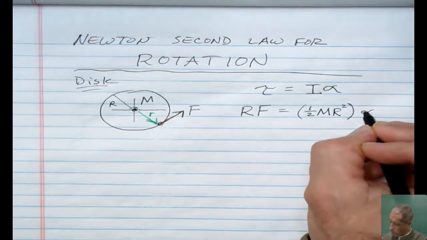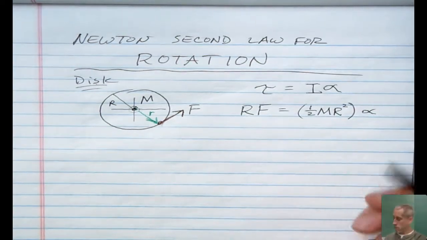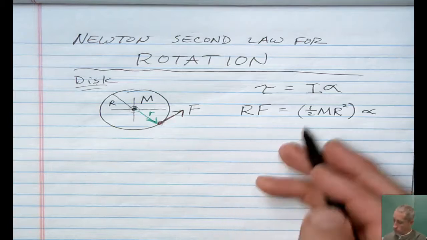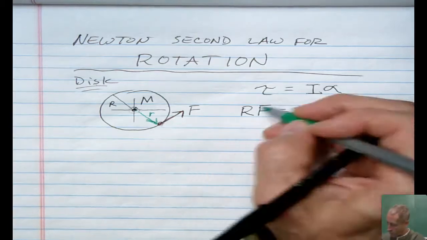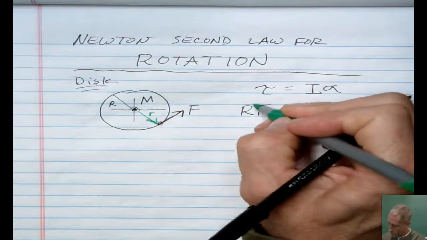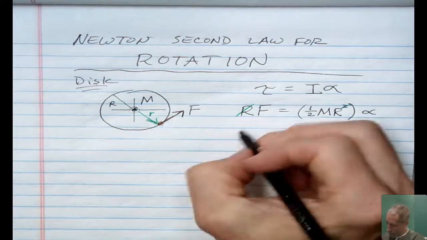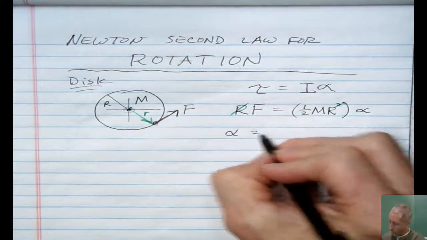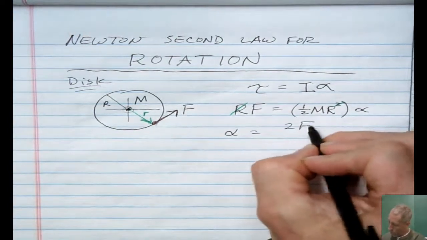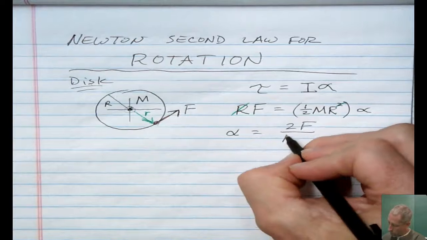And then again we have alpha, the angular acceleration. So what's going to happen in this case is we're going to be able to cancel out one of the r's, and then I'm just going to solve for alpha, and we get 2F over mr.